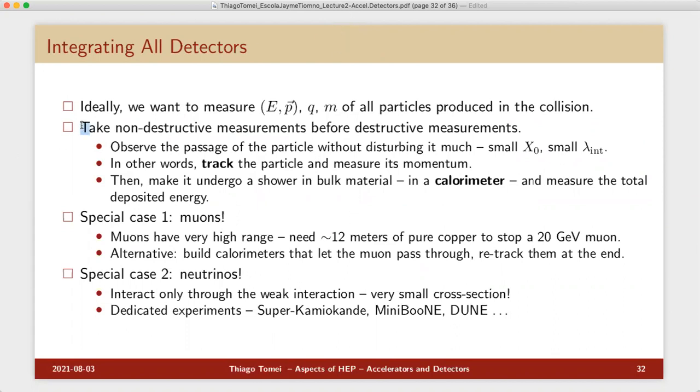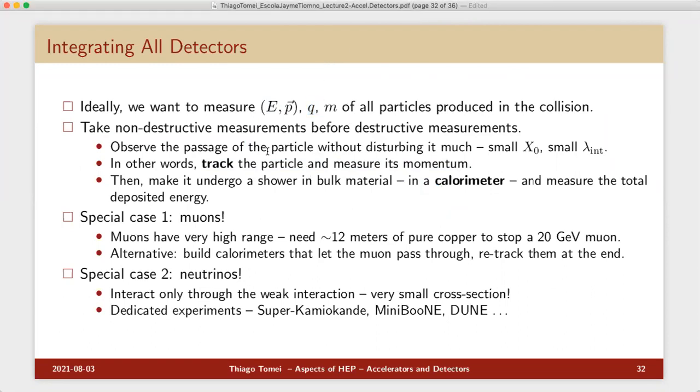First, take the non-destructive measurements before the destructive measurements, obviously. So try to observe the passage of the particle and don't disturb it too much. So use materials that have small interaction and radiation lengths. Track it, put it in a magnetic field, and measure its momentum. Then make it undergo a shower in some kind of bulk material in a calorimeter and measure the energy. Measure the energy, measure the momentum, measure the charge, because if you know it's turning clockwise or anti-clockwise, then you can have a pretty good idea of what kind of particle it is.